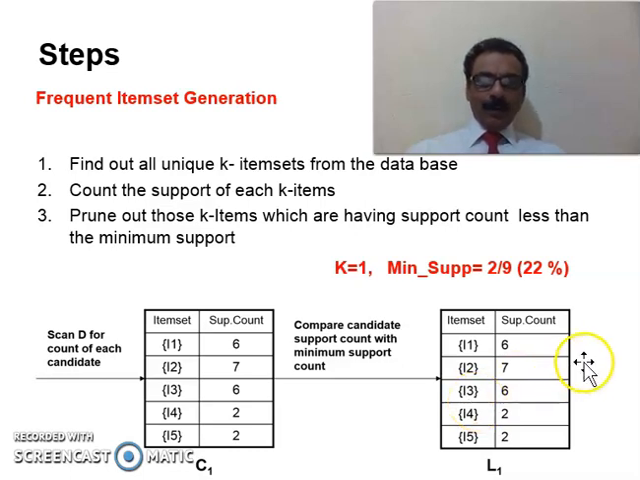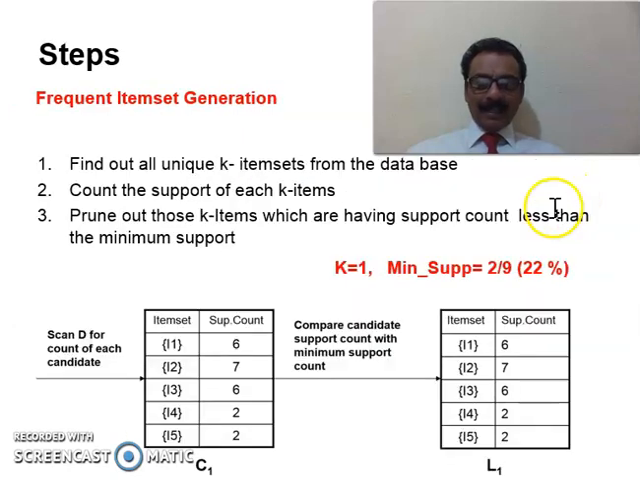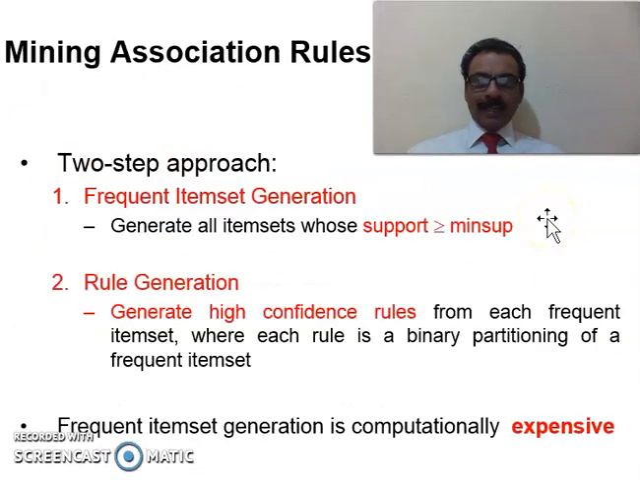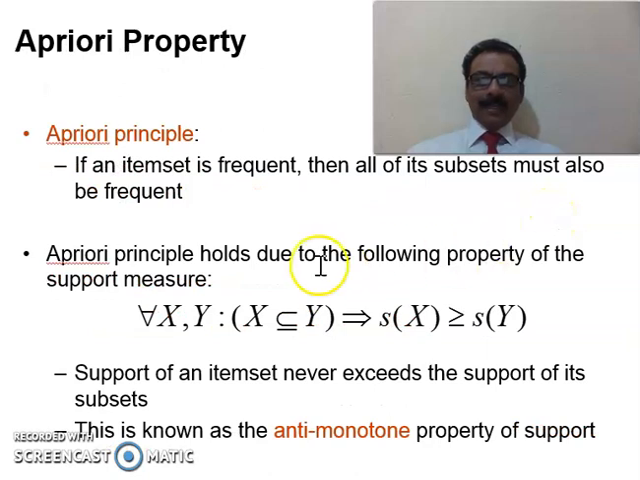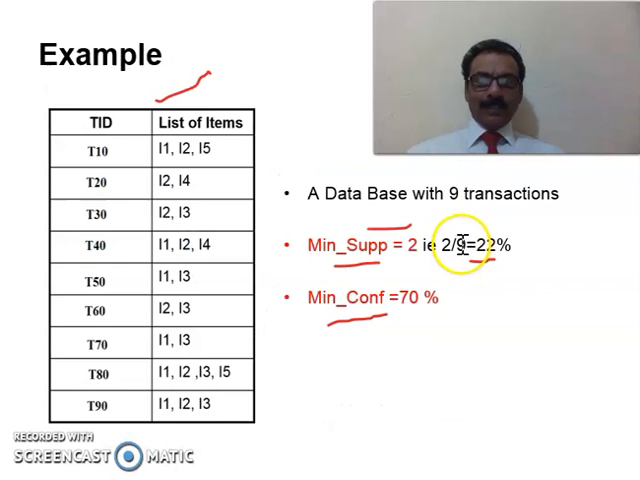So here one more thing is said: apply the Apriori property at the time of merge if required. So what is the Apriori property saying? Let us have a look at the Apriori property once again. What the Apriori property says is, if an item set is frequent, then the subsets of that item set should be frequent. Then only a superset can be frequent. So this will help us to prune out those that are not frequent.